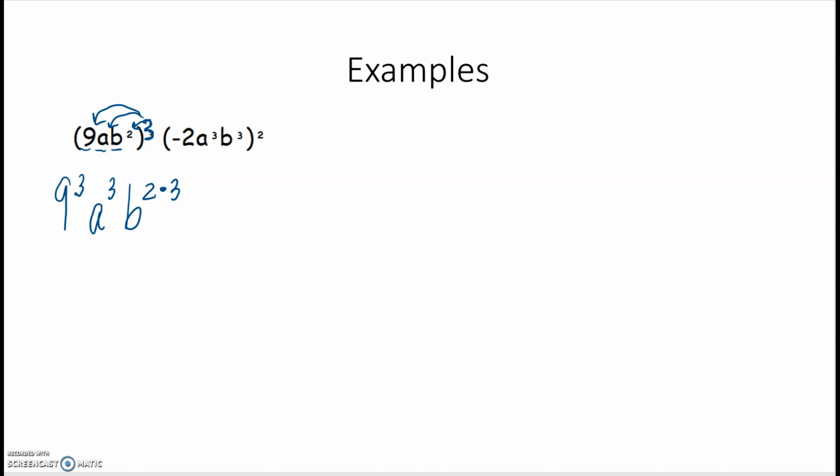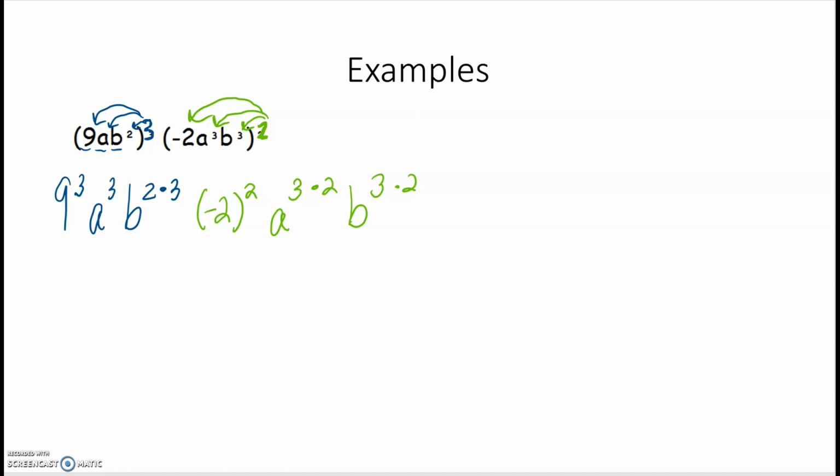Okay, so there's the first part. Here comes the second part. The second set of parentheses has a 2 on the outside. Again, I have 3 different bases. So now I have a -2 squared, a already had a 3rd power, so it gets that times 2. B already had a 3rd power, it gets that times 2. Okay, now we need to simplify.